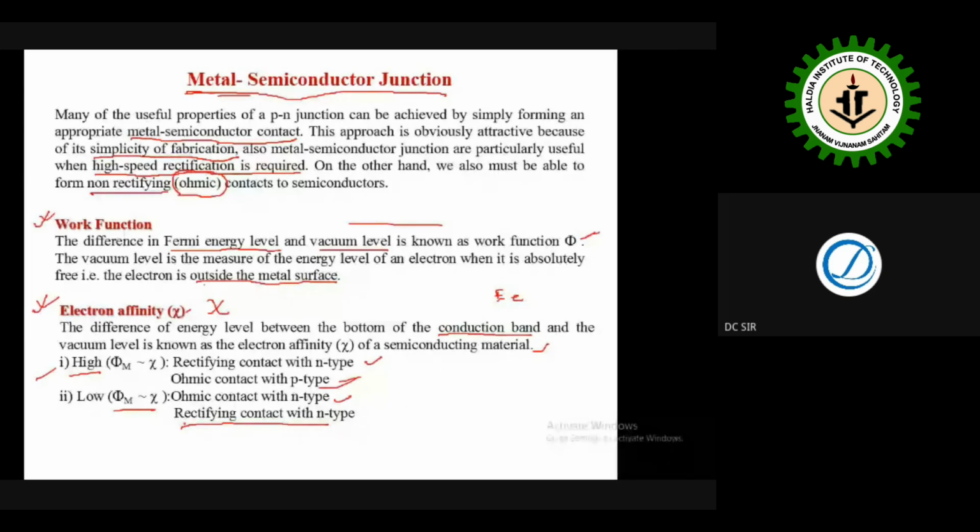So metal and n type, when this value is low, behave as a rectifying contact. When metal and n type are the other way, they behave as an ohmic contact.